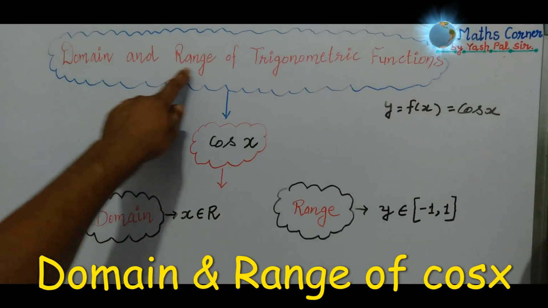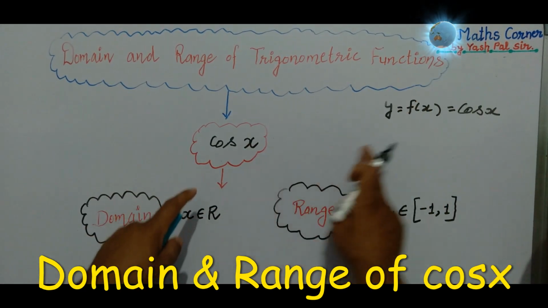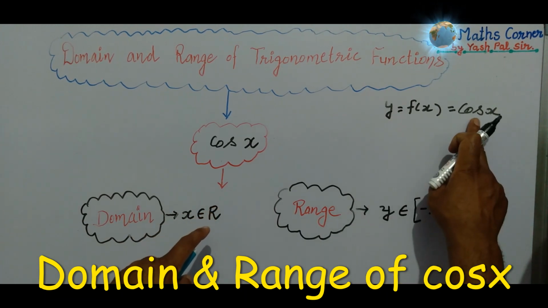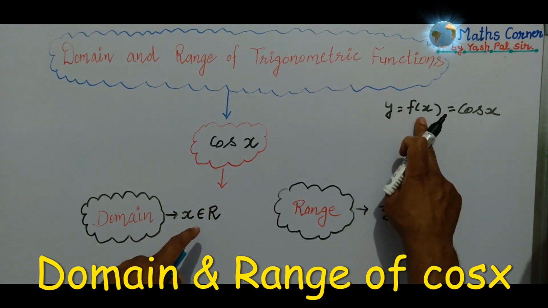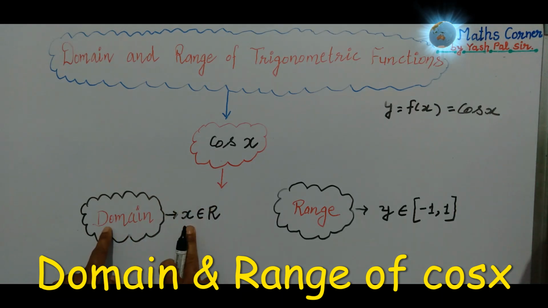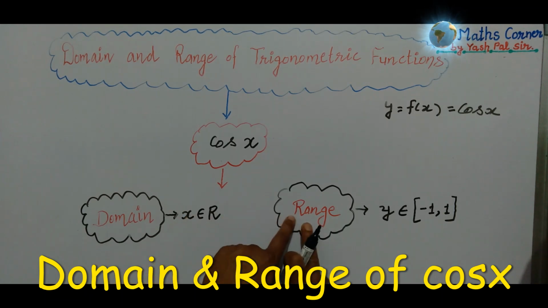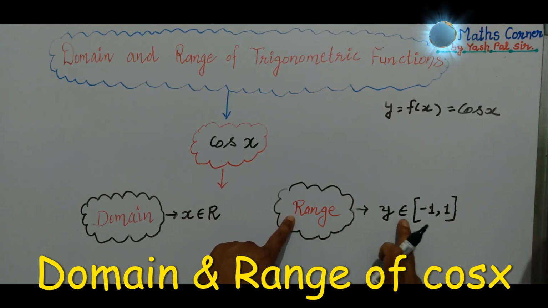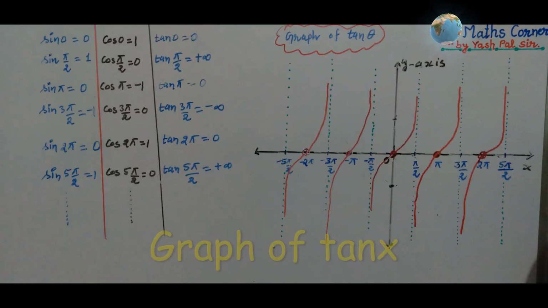Domain and range of trigonometric functions. Here the function is cosine x. y is equal to f of x is equal to cos x. The domain of cos x is, that is x belongs to the set of all real numbers. The range, that is y, y belongs to minus 1 to 1.